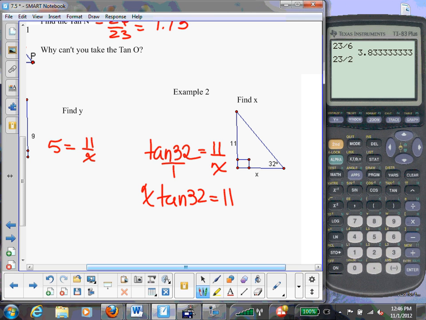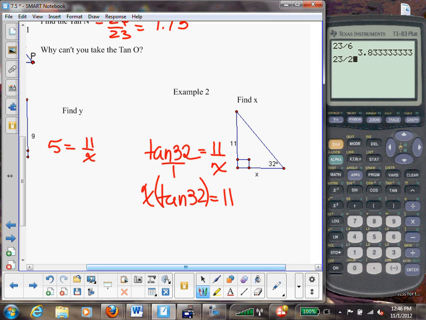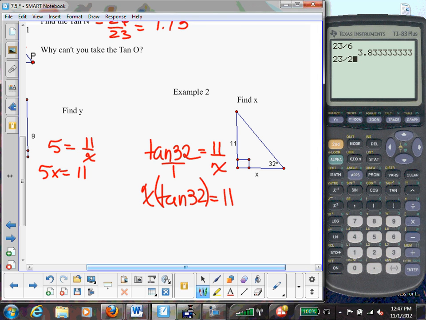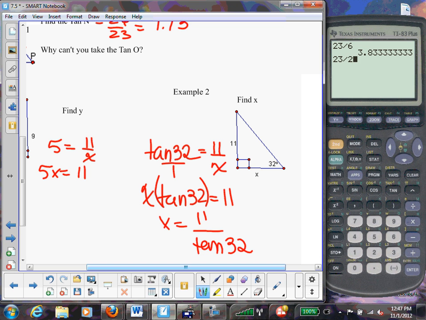Remember, tangent of 32 is a number. It's just a number. Right there. Keep it there. Sure. Okay, so then I would have 5x equals 11 over here, wouldn't I? How would I go about solving for x? Divide by what? Okay, what am I going to divide by here? So x is equal to 11 over the tangent of 32.